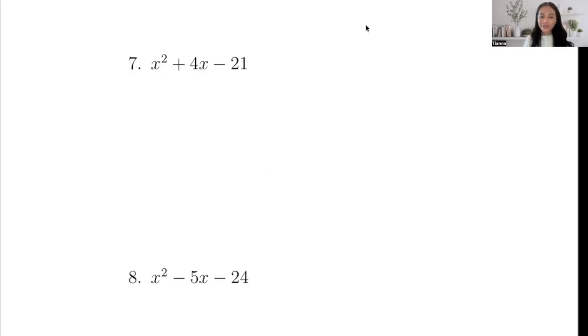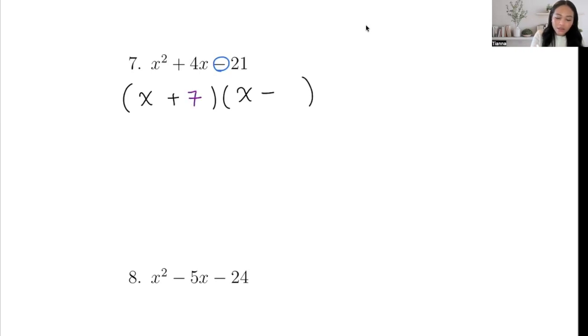Again, take a moment to pause and go ahead and try and solve these on your own. I hope you've solved these, guys. I'm going to jump into the answers here. So we're going to set up our parentheses again. We have an x and an x. Because our 21 is negative, that tells us we're going to have opposite signs. So one is going to be positive, one is going to be negative. We want numbers that multiply to 21 and subtract to 4. So we're thinking of 7 and 3. So do we want 7 minus 3 or do we want 3 minus 7? We want 7 minus 3 to give us a positive 4. So our 7 is going to go here and then minus 3 to give us this positive 4.